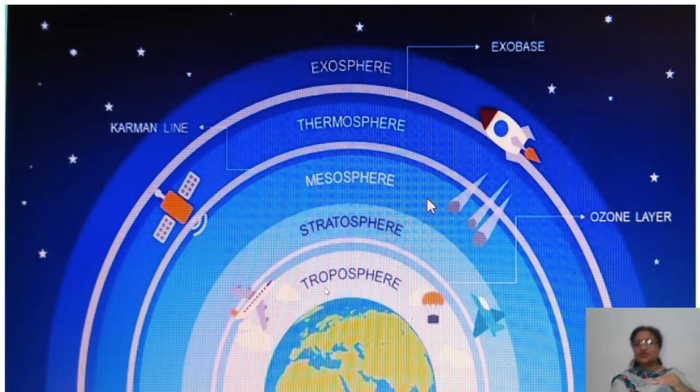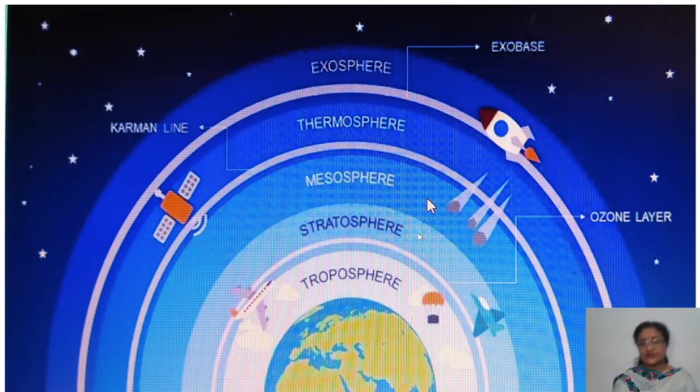So after the tropopause, when we again start moving up, we find the second layer, which you can see here. This is called the stratosphere, right? The second layer from the Earth's surface is the stratosphere. Now, first of all, the thickness of it. It is generally taken as from the mean sea level till a height of 50 kilometers, you will find the stratosphere is there, right?